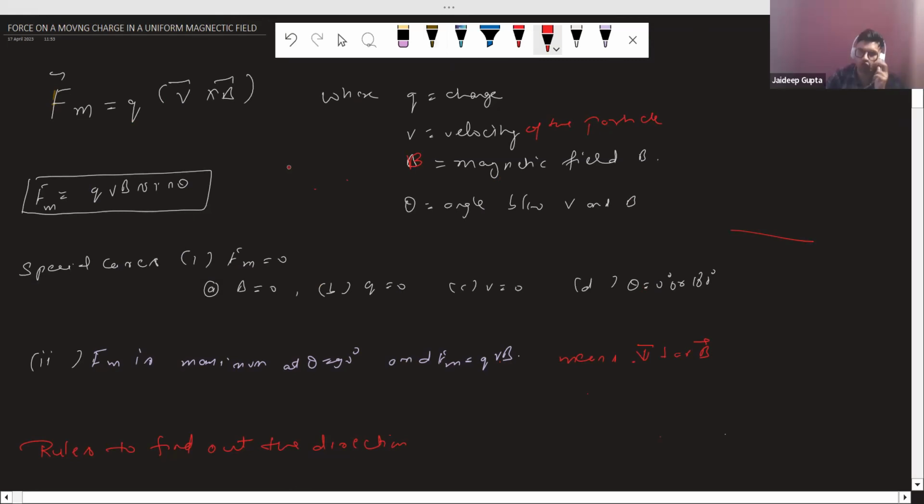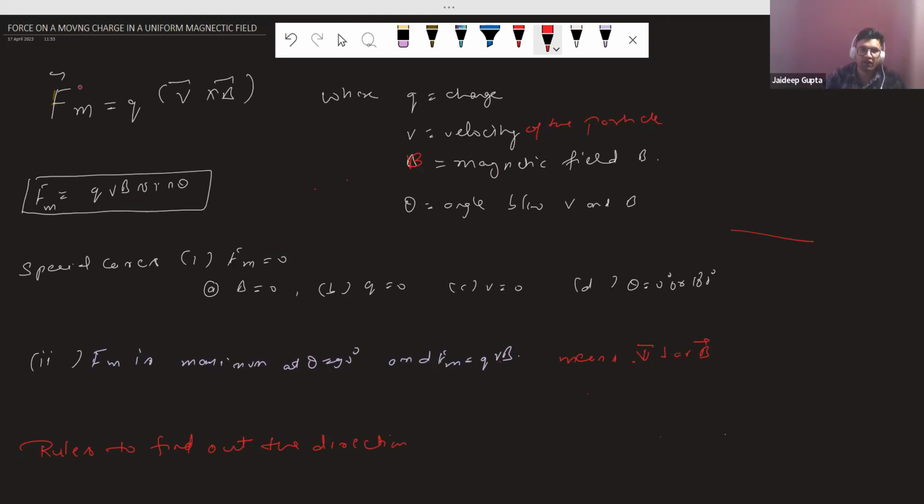Last time we discussed solenoid and toroid. Today we are going to discuss force on a moving charge in a uniform magnetic field. This is the force experienced by an electric charge when it moves in magnetic field, where Q is the charge on the particle, v is the velocity of the particle, B is the magnetic field, and theta is the angle between velocity and magnetic field. This is in vector form, and this is in scalar form. So F_M equals QvB sine theta.